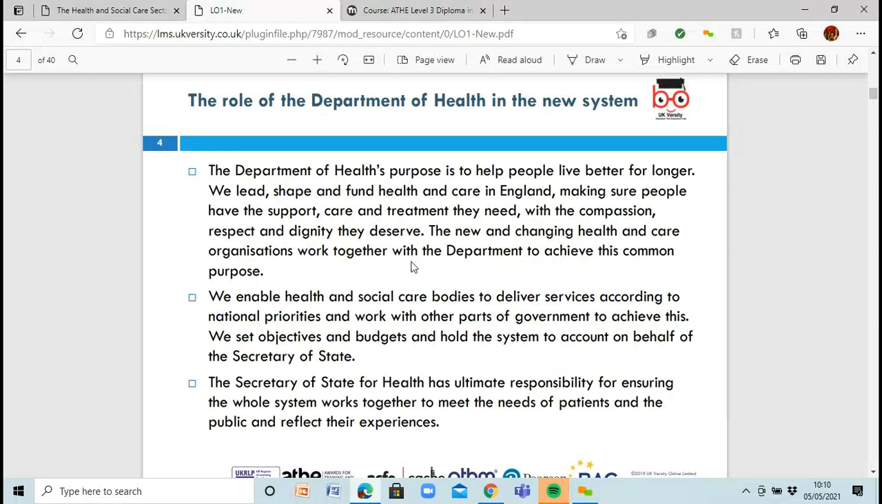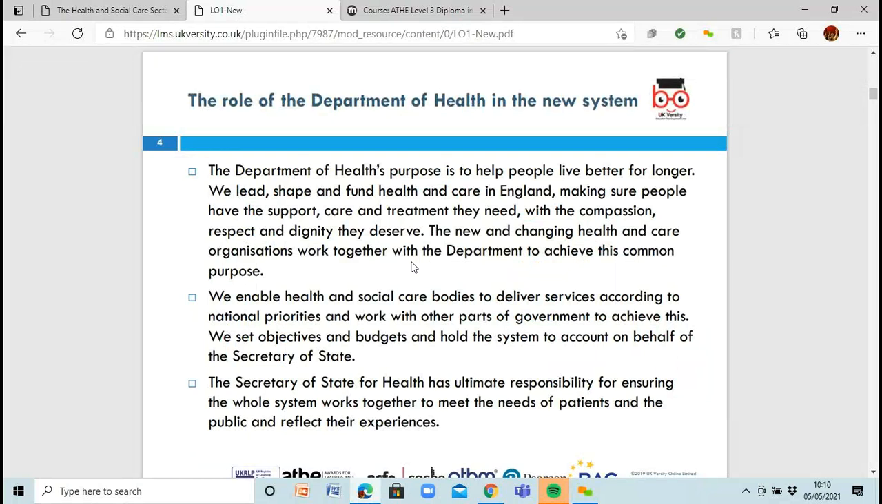So this second bit here, we're going to be looking at the role of the Department of Health in the new system. So the Department of Health's aim is to help people live a better life and to live longer. So they want to make sure that they shape, lead and fund the healthcare within England. So this actually came about so that residents of England get the support that they actually need, to get adequate support. And this ensures that people have the support, care and treatment that they need, and that they're dealt with compassion, respect and the dignity they deserve.